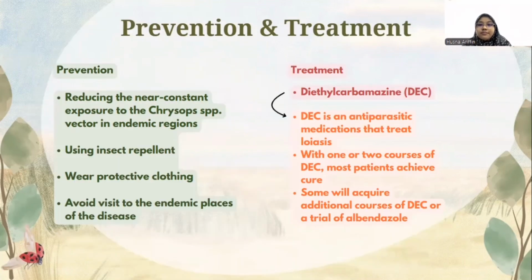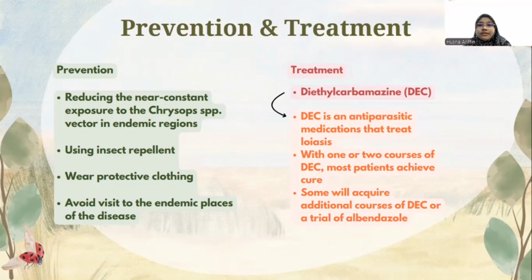So here's the prevention and treatment plan for the disease. For prevention, we have reducing the near constant exposure to the parasite vector species in endemic regions, using insect repellent, and avoiding visits to the endemic places of the disease.